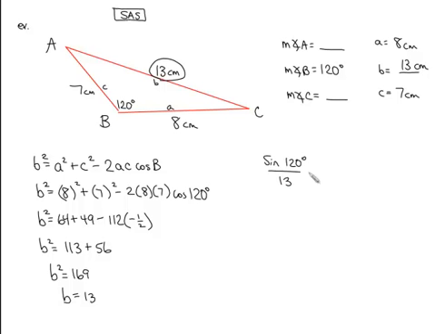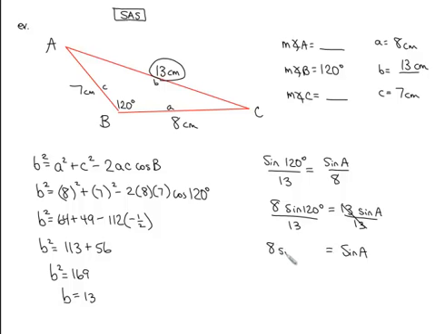I need to use my pair that I know, equals, and I can use sine of angle A over little a. I'm going to cross multiply. Let's cross multiply just to keep things consistent. So 8 times sine of 120 degrees is equal to 13 times sine of A. And then we'll divide both sides by 13. And so we get sine of A is equal to 8 times sine of 120 over 13.